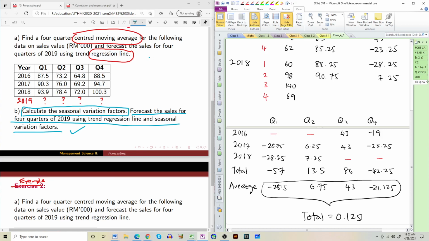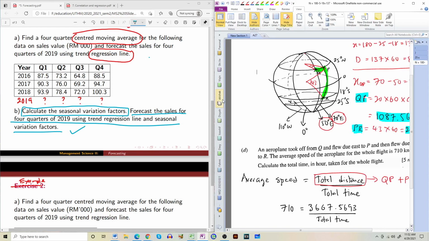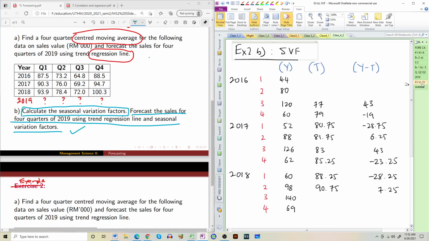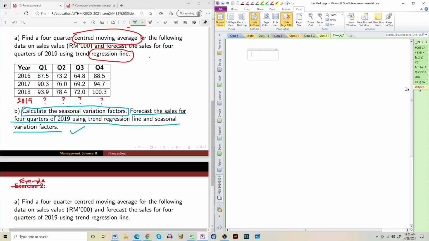So next page, I'm going for next page. You have 0.125. You need to ask yourself what number you plus, you will get 0. Eventually that number would be negative 0.125. You want to distribute that evenly, you divide by 4, you will have negative 0.03125.